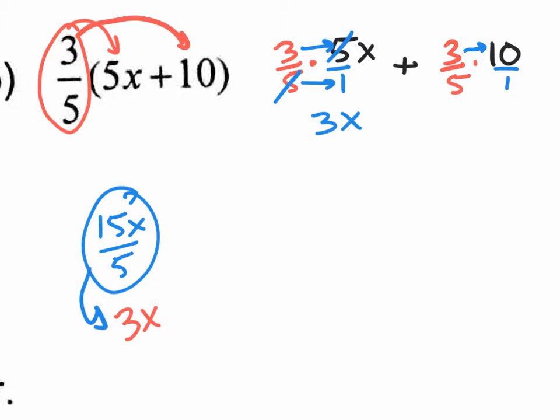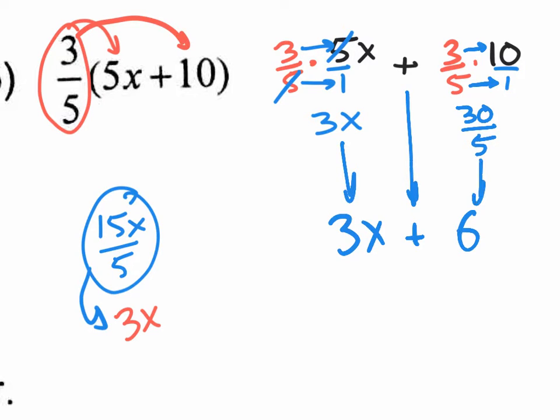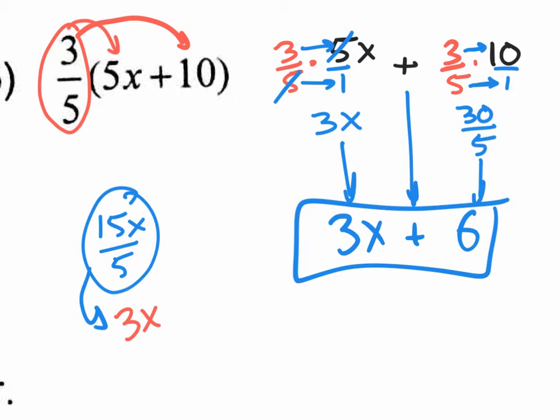3 times 10 is 30. 5 times 1 is 5. And then 30 divided by 5 is 6. So what we have here is 3x with the plus sign and then 6. The 3x, the plus sign, the 6. There's your answer, 3x plus 6 on that one.